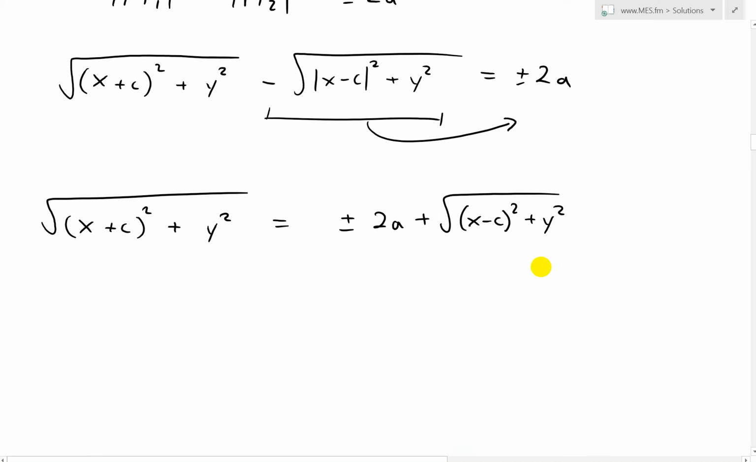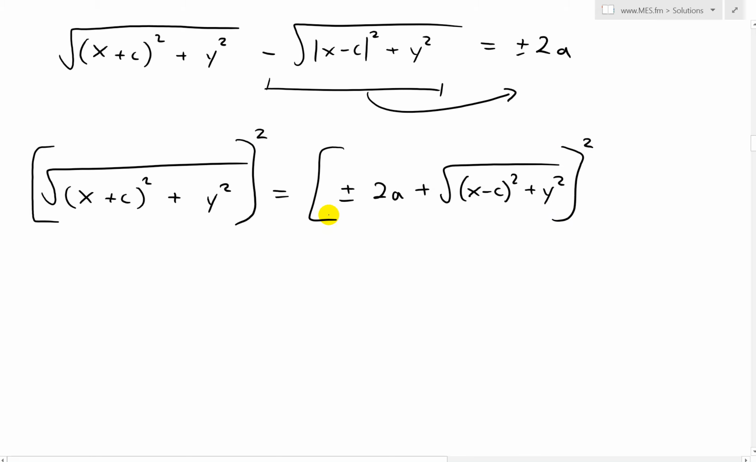And now time for some squaring of both sides. So we're not changing anything, we're doing both sides, so we get rid of this square root on the left side, and we can also get some cancellations on the right side, just to simplify it further. So this just becomes x plus c squared plus y squared. And now we could just expand this on the right side, and so then this one multiplied by itself is going to be 4a squared.